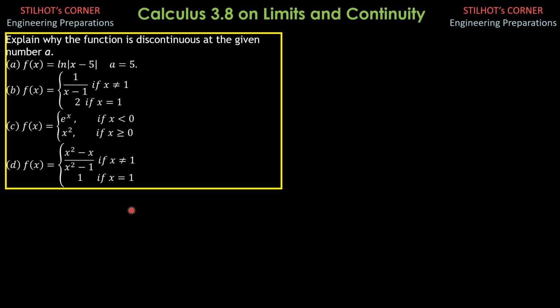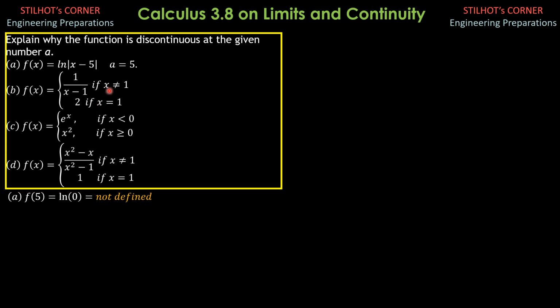So for part A, when x or a is 5, we have f of a equal to ln of 5 minus 5, so ln of 0 is undefined. That's the reason why the function is discontinuous at a equals 5.